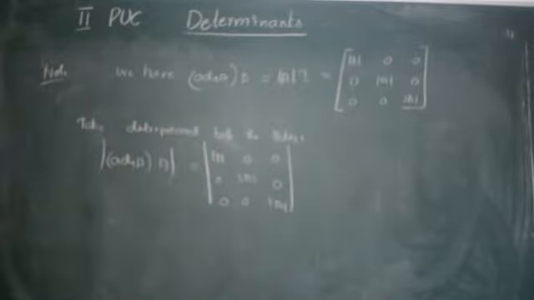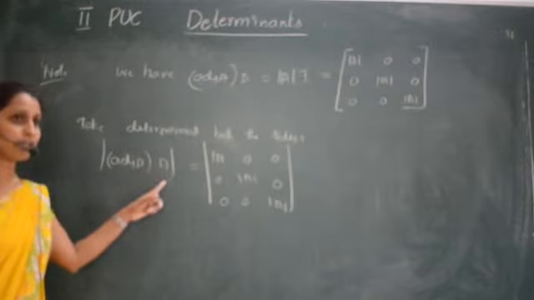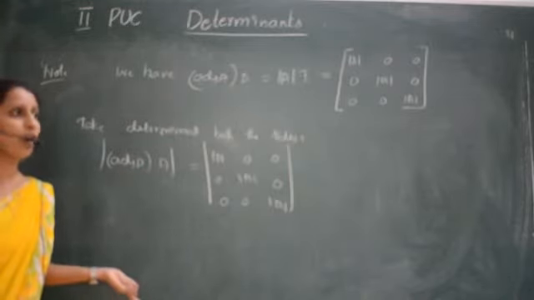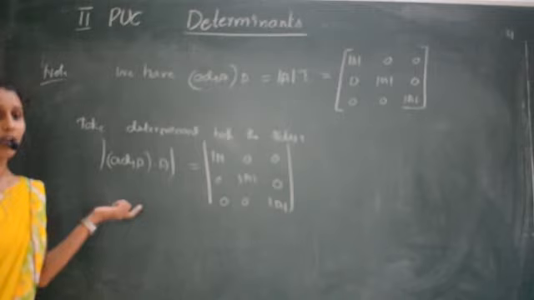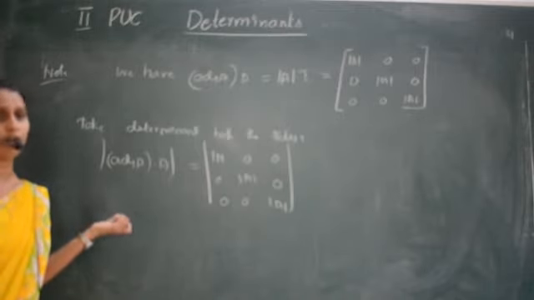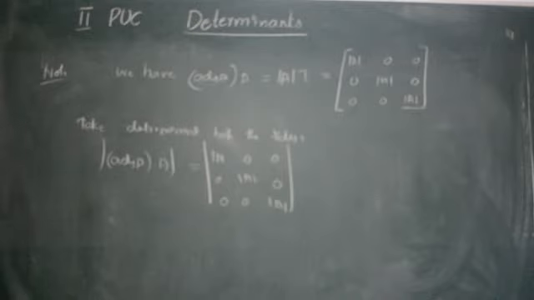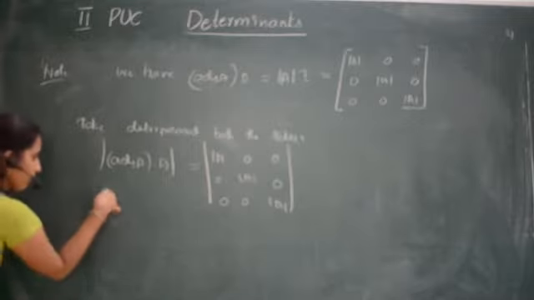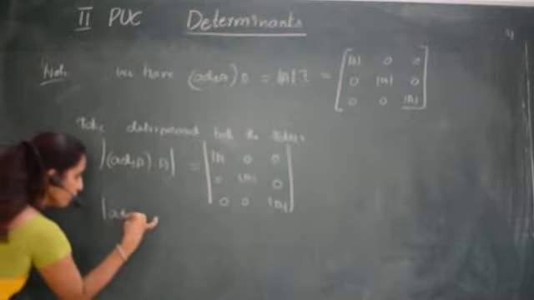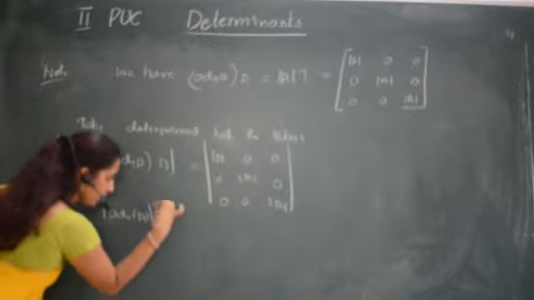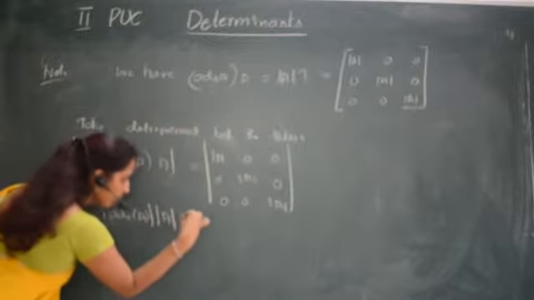Determinant of that matrix. Already I have told you that adjoint A is also a matrix, and both are of the same order. I have also told you that the determinant of a product of two matrices is equal to the product of their determinants. Therefore I can write this as determinant of adjoint A into determinant of A.